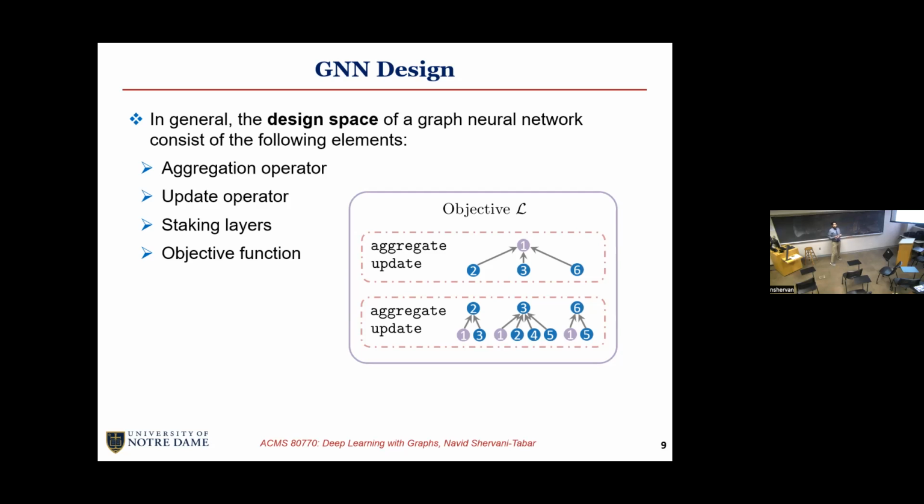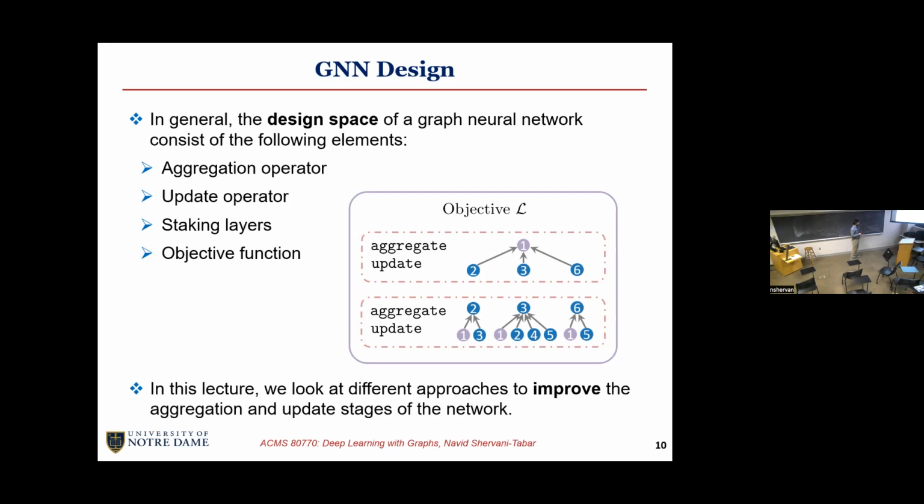So based off of the type of task we have, whether it's an edge-level, node-level, graph-level, subgraph-level, or whatever the task is, we have different objective functions. Now, the majority of the discussion we will have today is on how to improve the main principles within each neural network layer, meaning aggregation and update, in order to improve the model that we're dealing with.